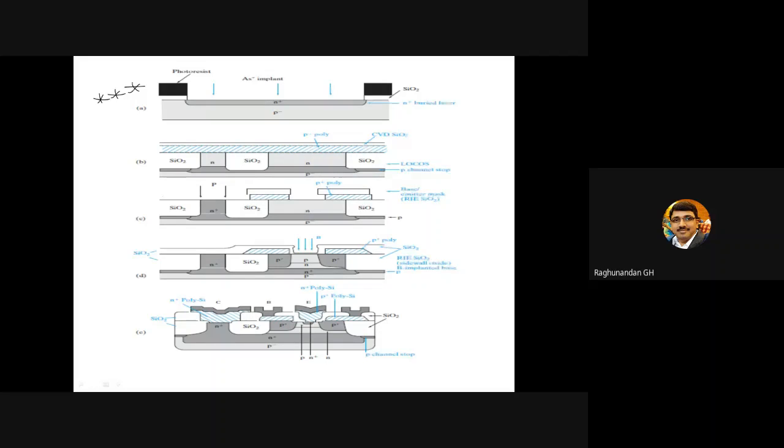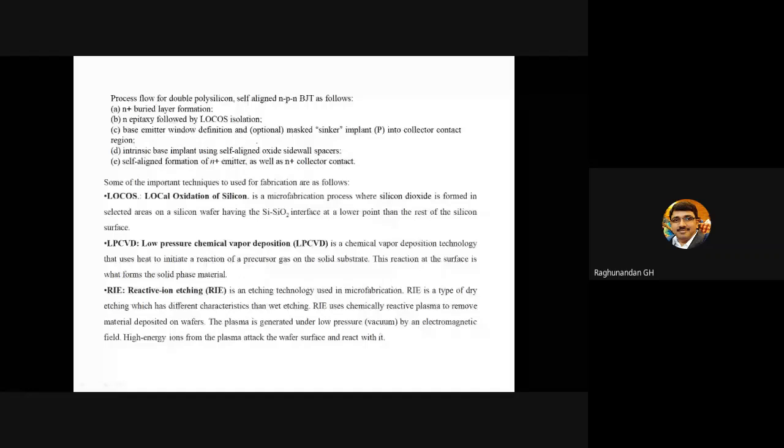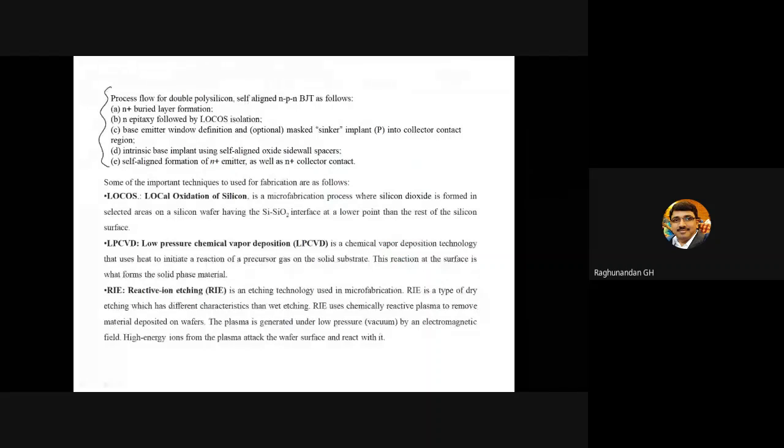So this is the next one, BJT fabrication. I have given the detailed things in the notes, but for remembrance purposes, this is the process flow. I have added a few more points also. There are 5 process flows, with 5 different diagrams, and these are the important parameters. Okay, that will continue in the next class.